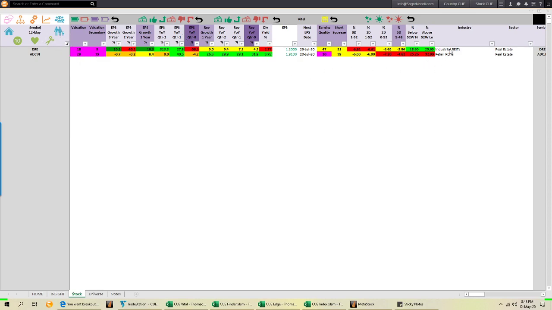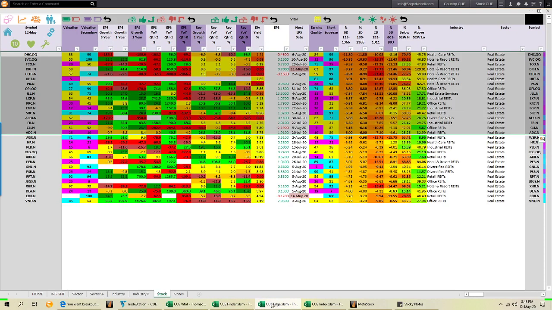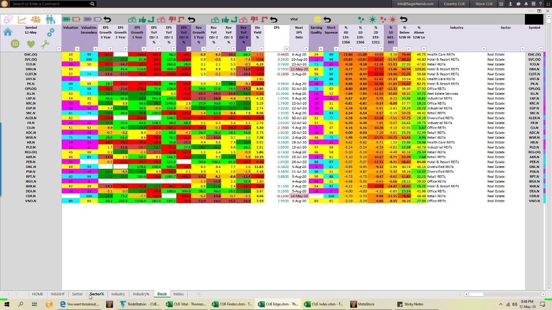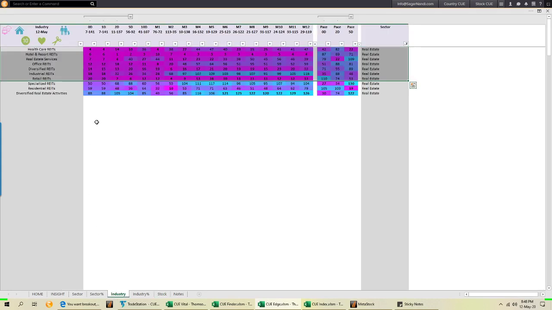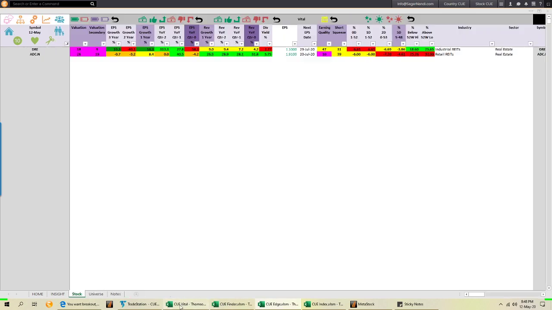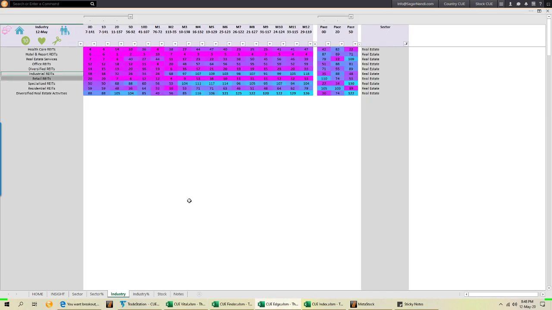One of them belongs to industrial rates, one belongs to retail rate. ADC belongs to retail rate. Why don't we go back to the sectors, go to QH, industry. One is retail rates, one is industrial rates, isn't it? Let me confirm again. Industrial rates and retail rates.